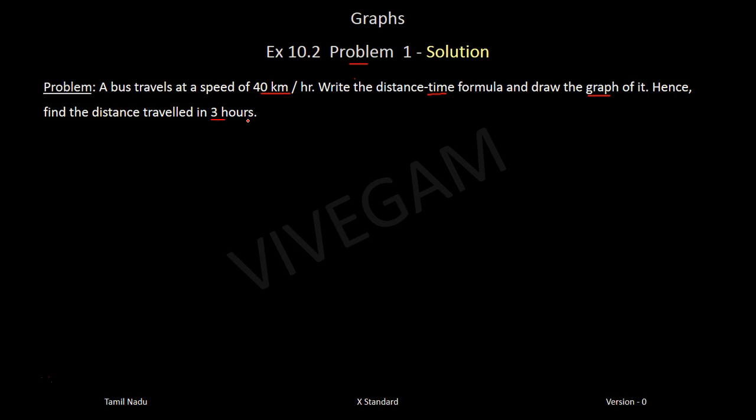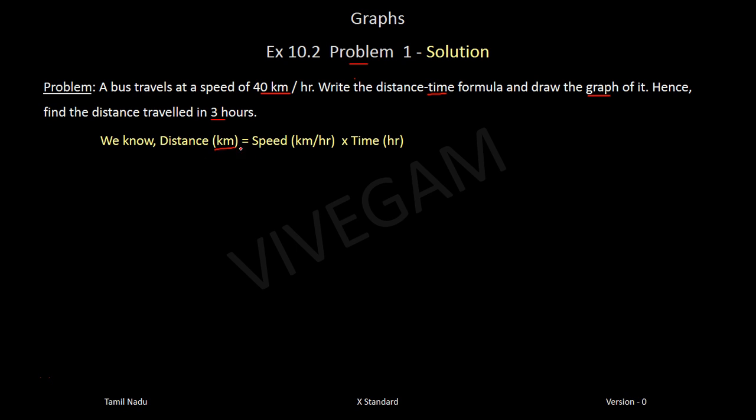Okay, so for that, first we'll have to get the equation, the distance time equation in terms of y and x, and then plot it for various values of time, and then draw the graph, and from that we'll have to get the value of distance traveled in 3 hours. So what's the first step? We'll have to write the formula. So distance equals speed into time.